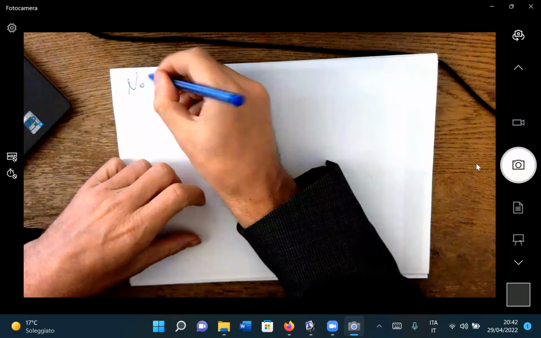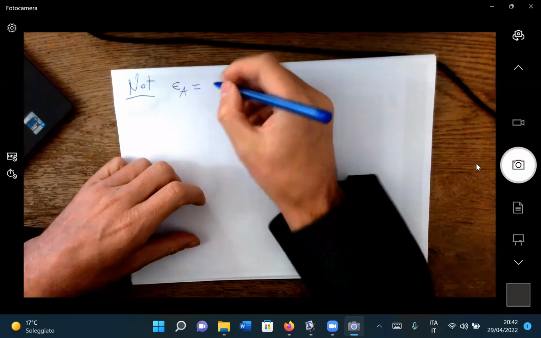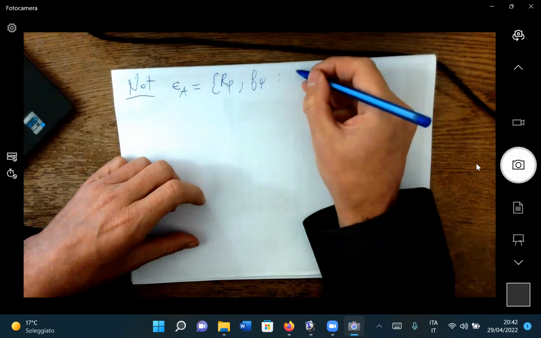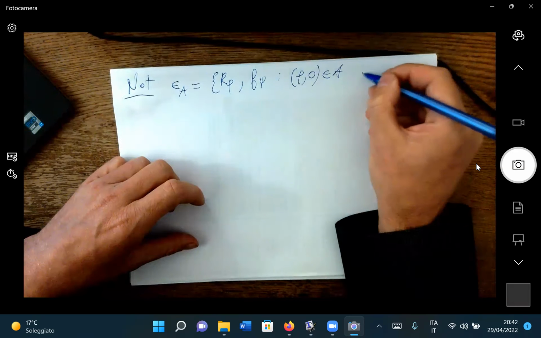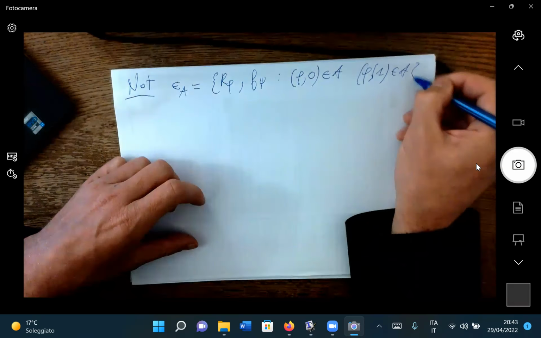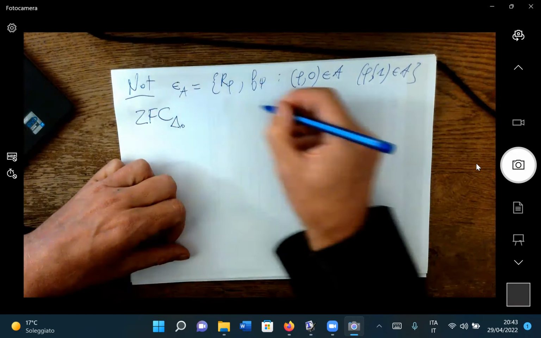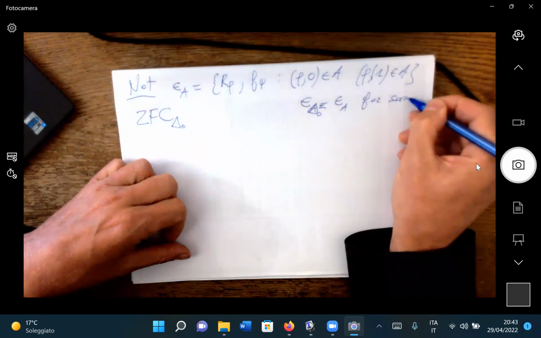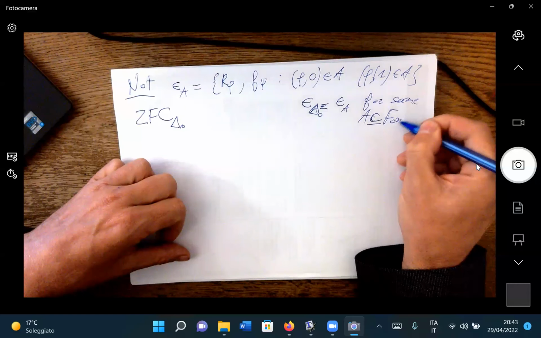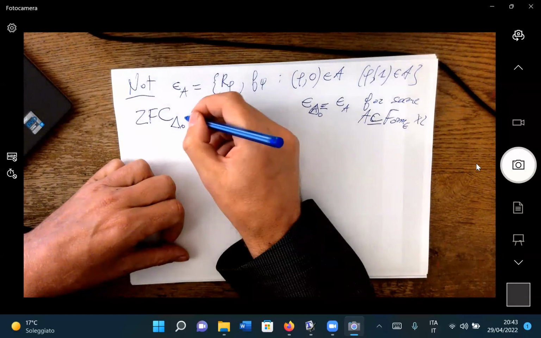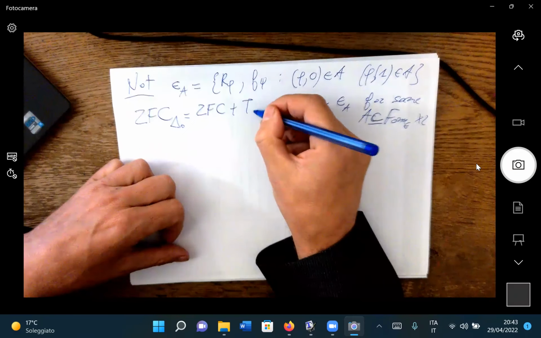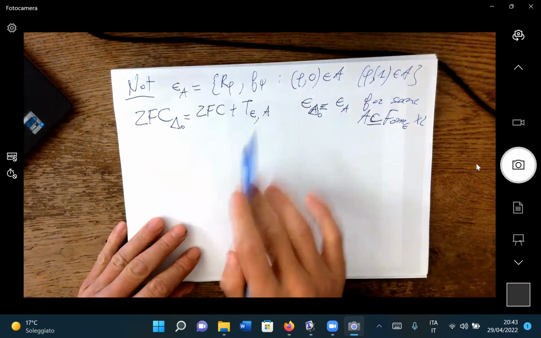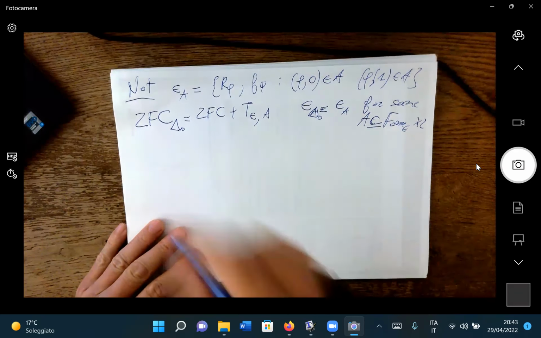Let me add this notation. Epsilon A is equal to the set of formulas phi in ZFC such that phi 0 belongs to A and phi 1 belongs to A. And then one can check that epsilon delta 0 is equal to epsilon A for some A contained in form epsilon times 2, and ZFC delta 0 is equal to ZFC plus T epsilon A. Okay, so we are enriching ZFC with the axiom that says that delta 0 formulas have to be interpreted the correct way.